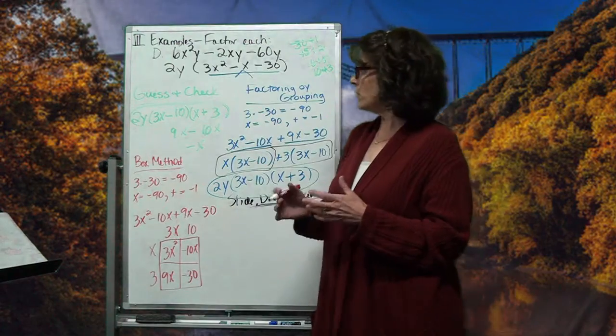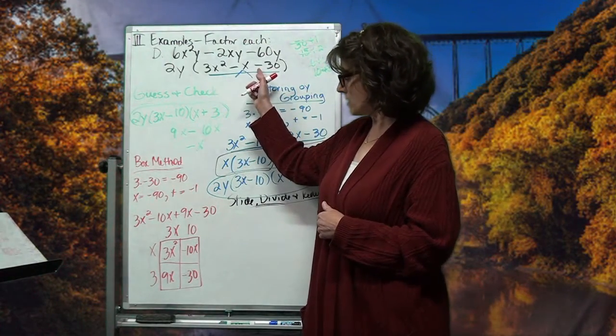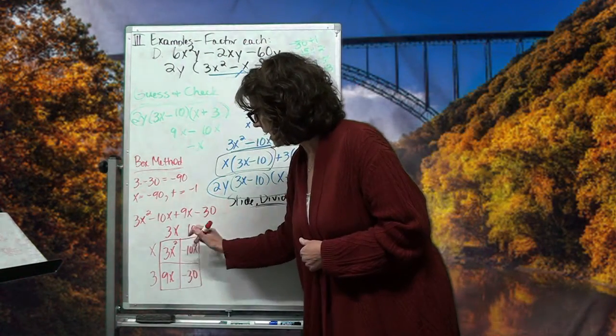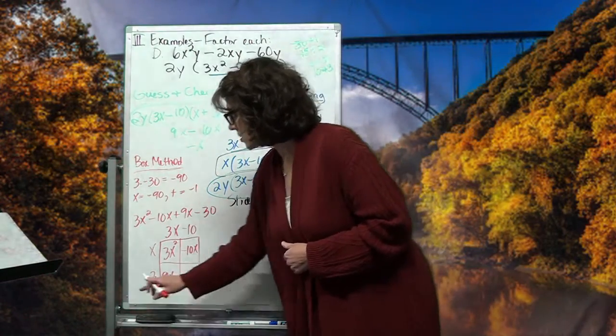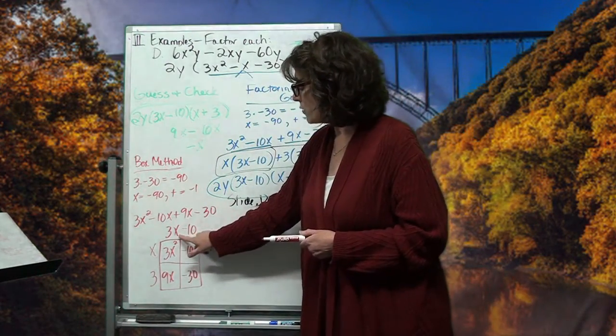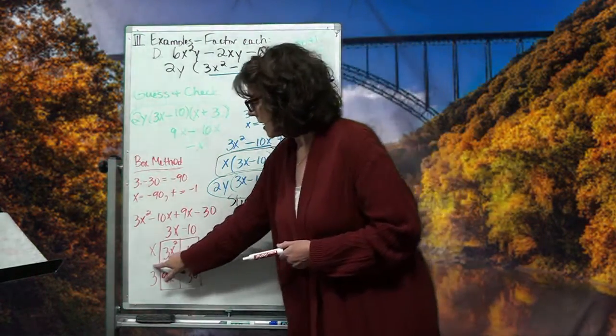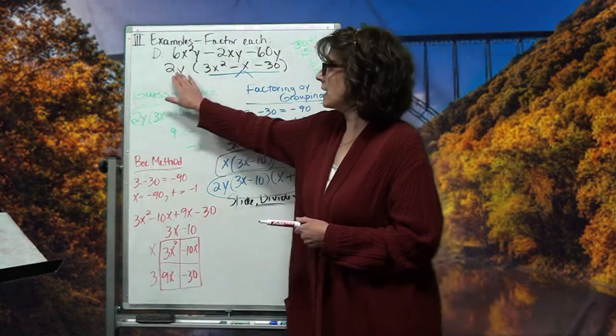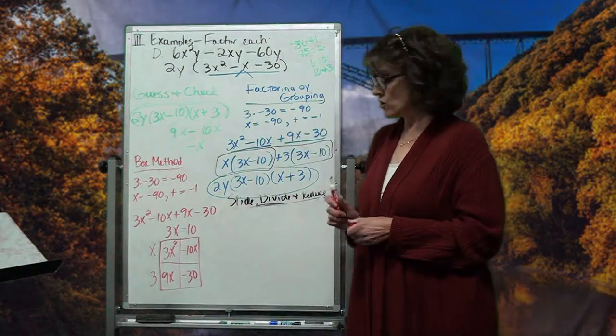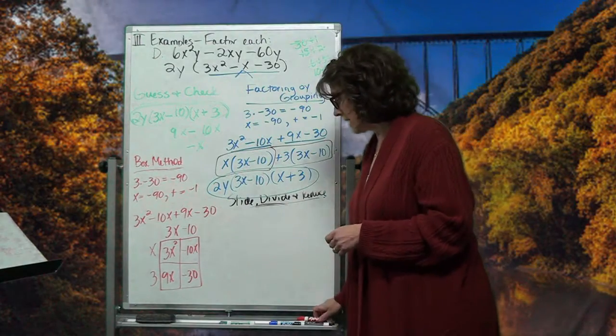And once again, if I'm confused about the signs, this tells me different signs. So here, I can take a negative out of both of those. Here, I'll just keep it as a positive. So I have my 3x minus 10 here, my x plus 3 here, and I have to keep that 2y sitting out front so that I can get back to the beginning.